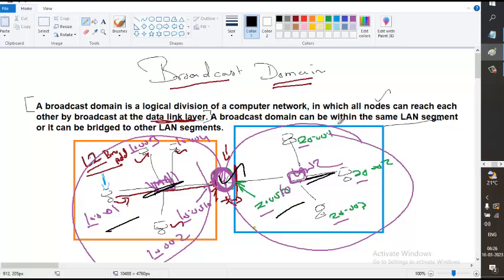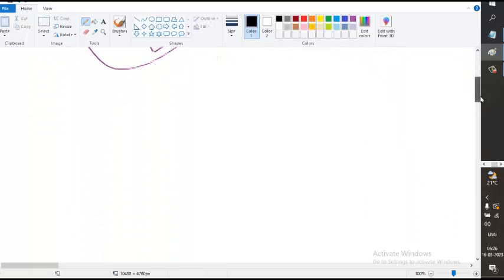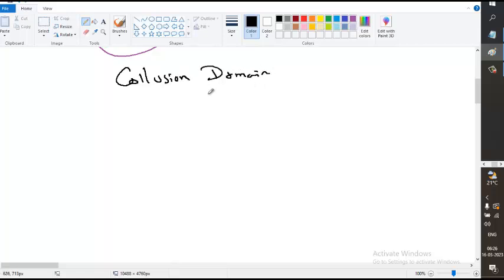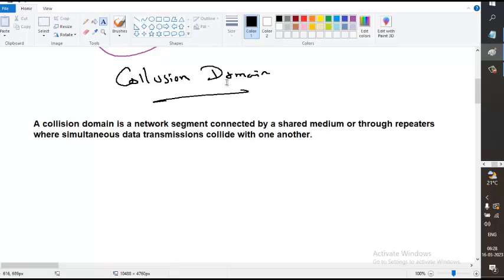Okay. Now let us learn collision domain. What is it? See the word collision. Collision means they dash each other as they communicate. The data which is sent in the form of frames, packets. I can call it a packet also.